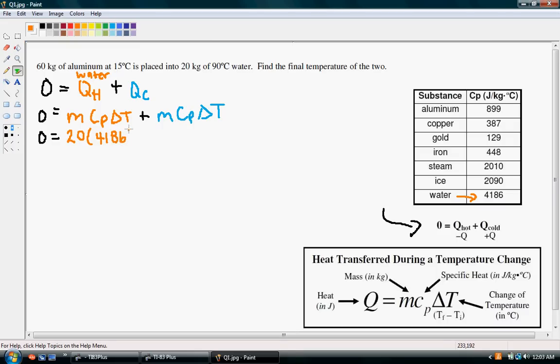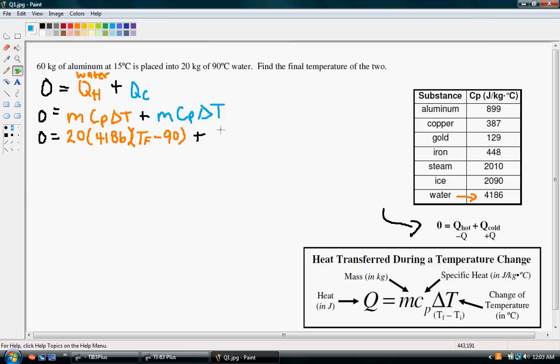And the best we can do right now for change of temperature, we know it's always final minus initial. The final we do not know. We are trying to solve for that. But the initial was 90 degrees. Alright. And we know that the water is going to be cooling down. So this is going to be a smaller number, which is going to cause this to be negative. Alright, which makes sense. It was the hot item. It will be losing heat.